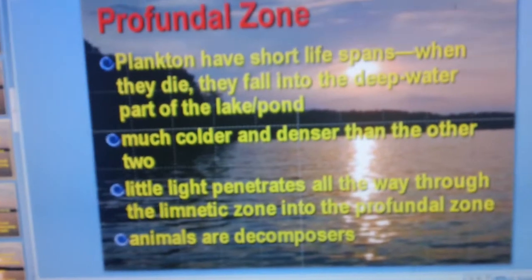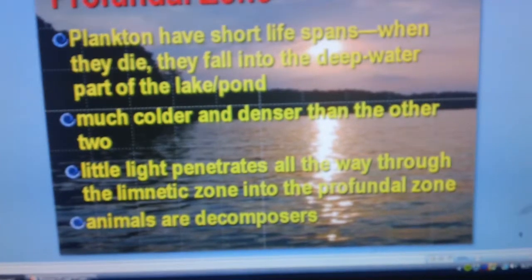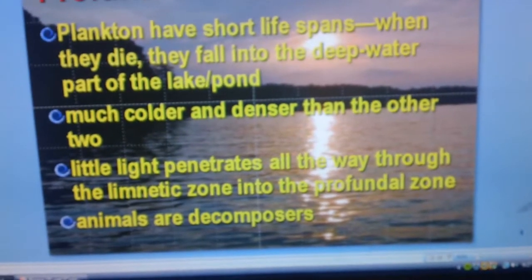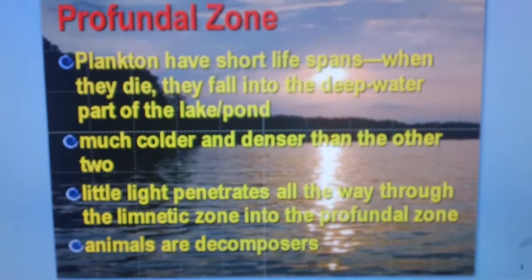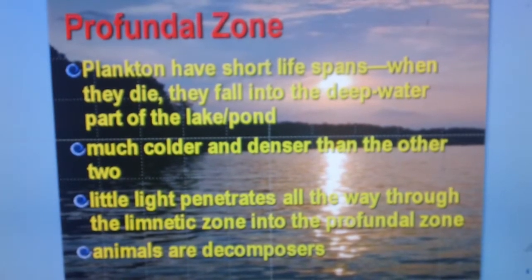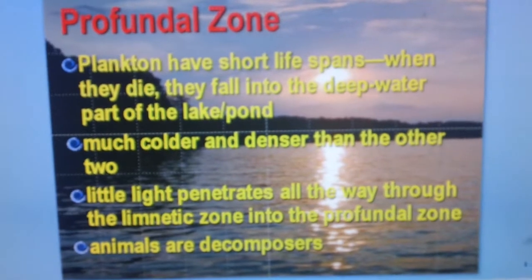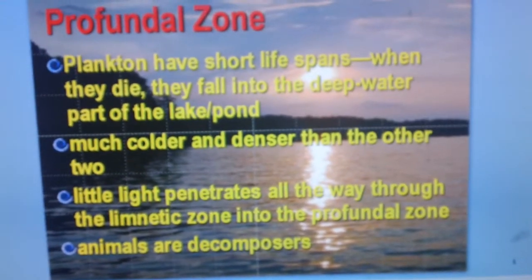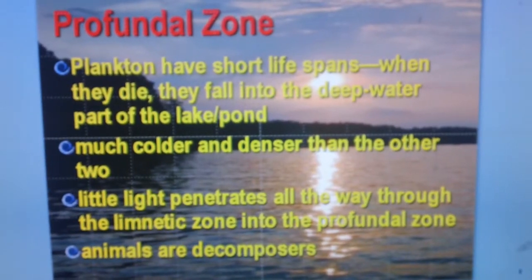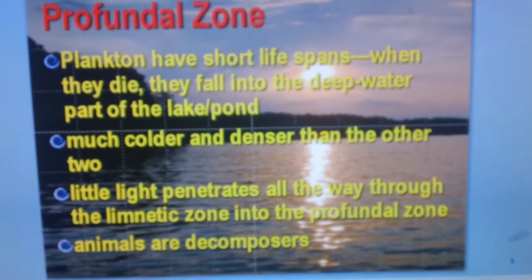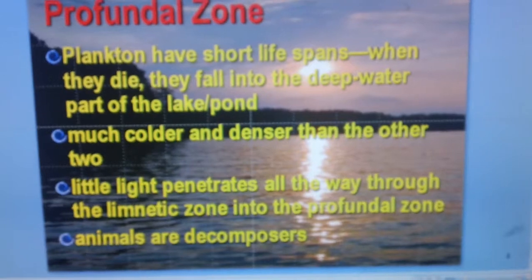The profundal zone has plankton, and the plankton have short lifespans. When they die, they fall to the deep water part of the lake or pond. It's much colder and denser than the other two. Little light penetrates all the way through the limnetic zone into the profundal zone. Animals here are decomposers.